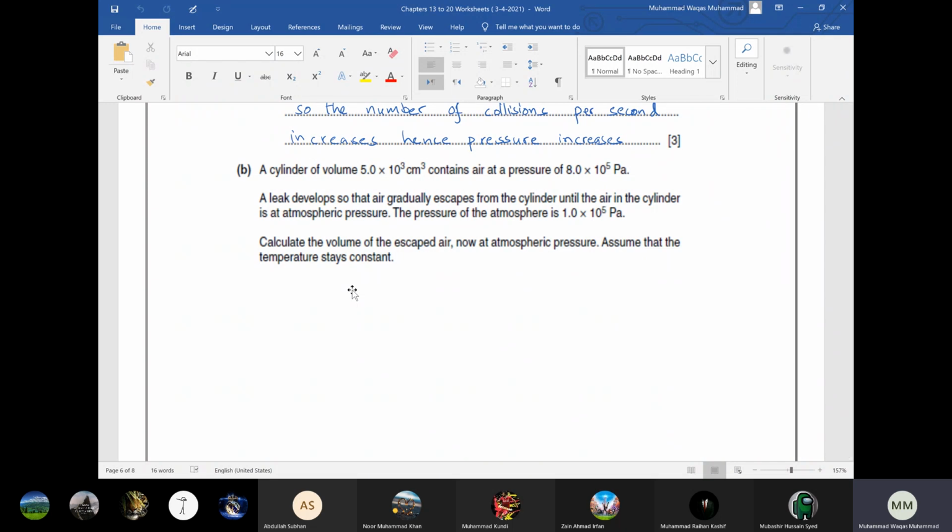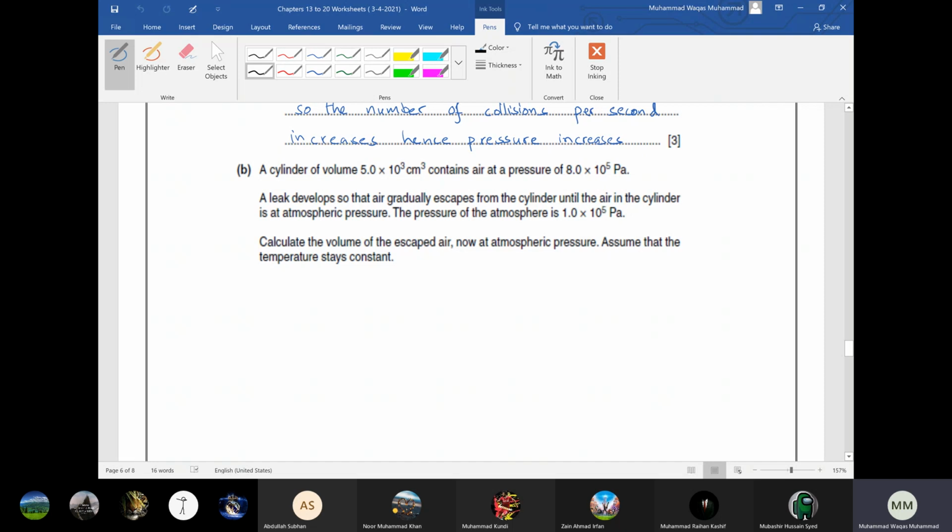Okay, a leak develops so that the air gradually escapes from the cylinder until the air in the cylinder is at atmospheric pressure. The pressure of the atmosphere is 1.0 times 10 to the power 5 Pascal. Calculate the volume of escaped air now at atmospheric pressure. Assume that the temperature stays constant.